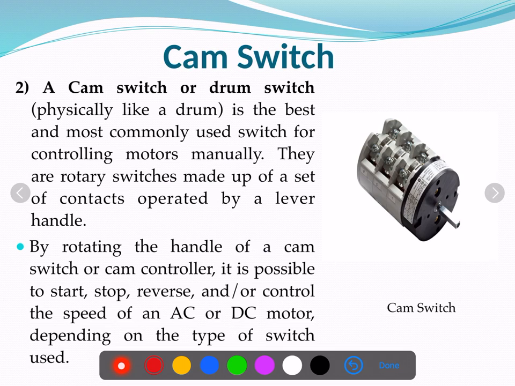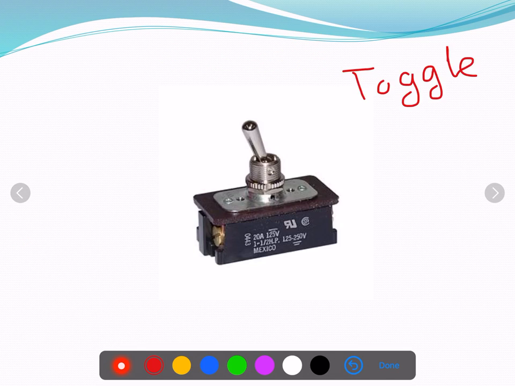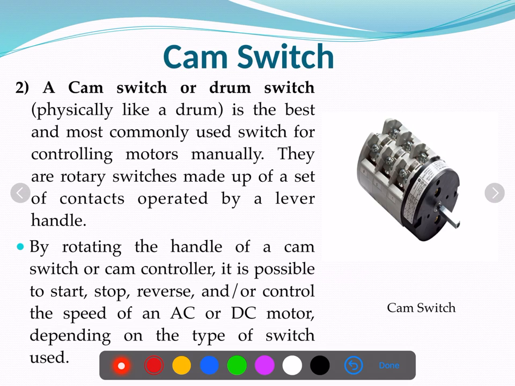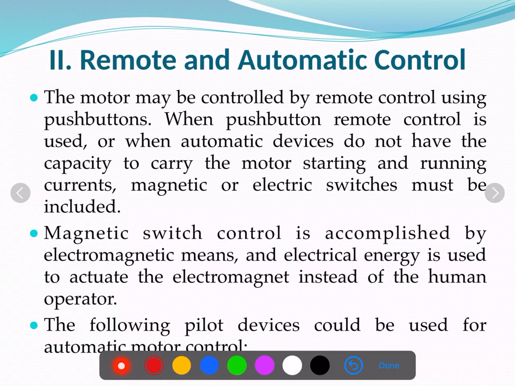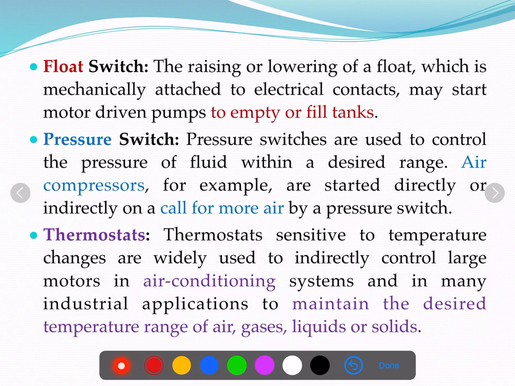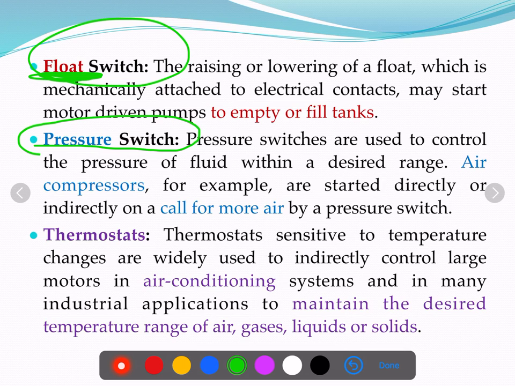Now they're using push buttons, but before they used to use this CAM switch, also in the fans, to control different speeds. So the CAM switch and toggle switch are for manual control. Now for automatic control, you need to use sensors. Examples of sensors: float switch. From the name, float, you can, for example, stop a water pump when a tank is full.